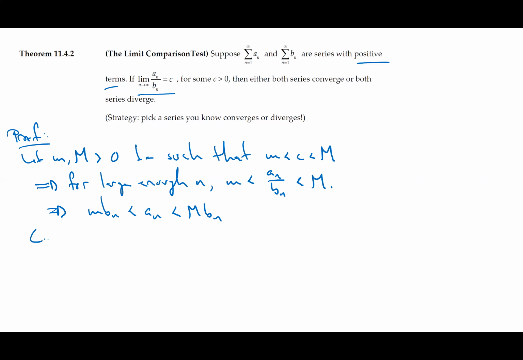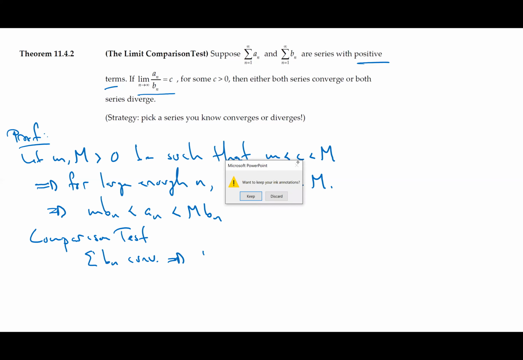Well, comparison test. If my b_n's converge, then so does the series with little m b_n. Right, if my b_n's converge, then since m is just some finite value, this series converges.